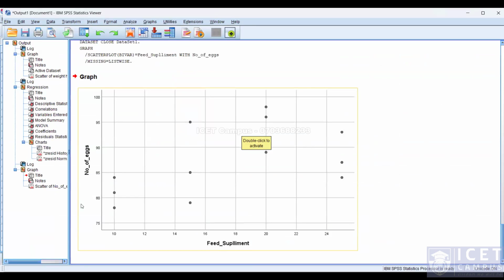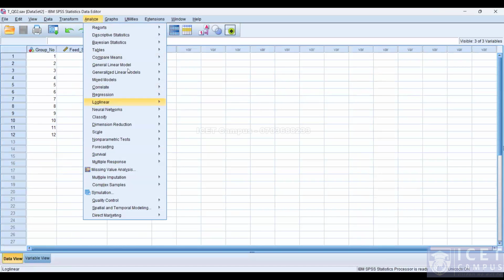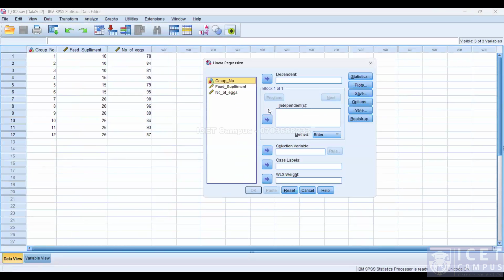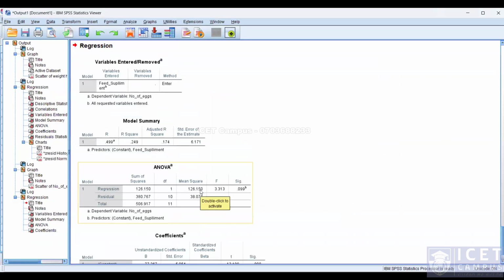Here you can see that there is a positive relationship, but it's not quite high because you can see there is very much spread. Then we can calculate the regression. So Analyze, Regression, Linear Regression. Dependent variable is number of eggs, independent variable is feed supplement. Then these are the regression tables.